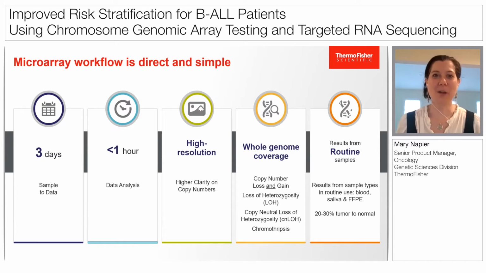The microarray workflow is direct and it's simple. It takes 3 days from sample to data, less than 1 hour for your data analysis. You have whole genome coverage in addition to high resolution on copy number. That high resolution on copy number plus whole genome makes an array workflow useful as a standalone or as a complement to your NGS workflows. And of course, the results can come from the routine samples you use in your lab, from blood, saliva, to FFPE, to archival FFPE.